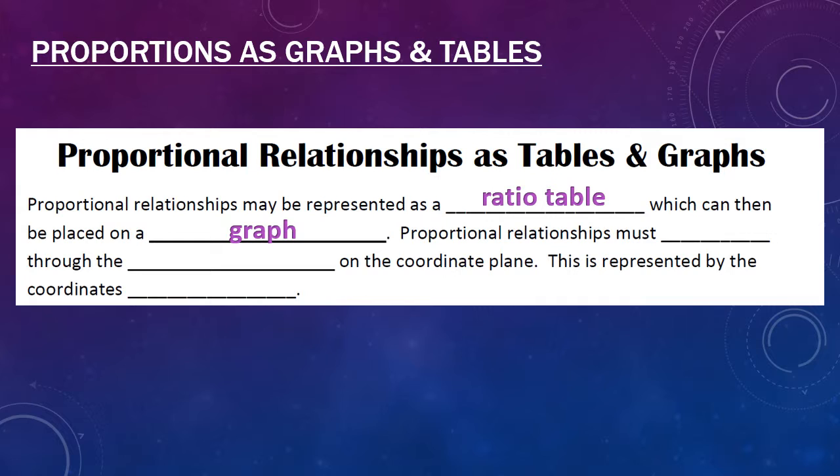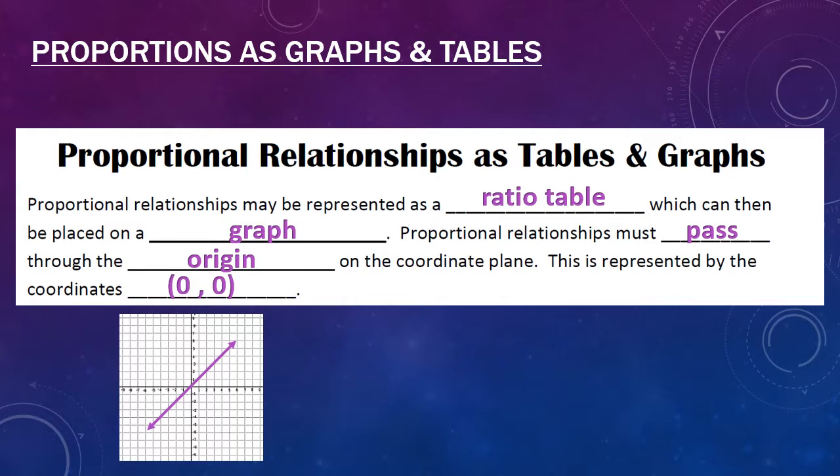Proportional relationships must pass through the origin. And remember, the origin is represented by the coordinates 0, 0 on the coordinate plane. And that's that center point where the two axes meet. It's been a while since we studied the coordinate plane, so you might want to look back at your coordinate plane notes from the past just to refresh your memory.